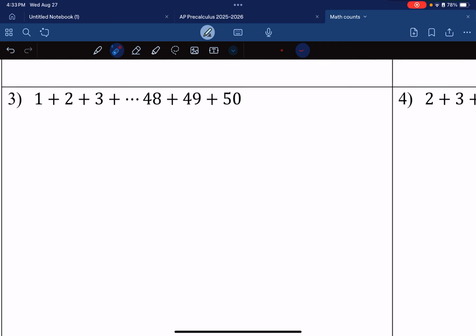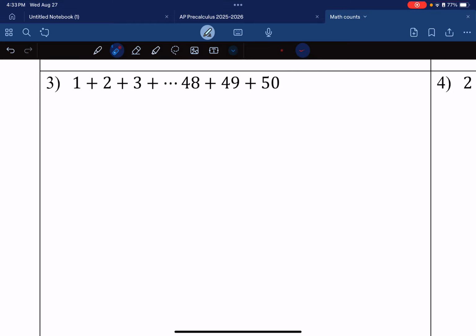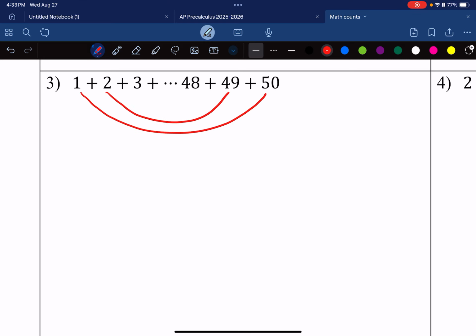All right, let's try another one in number 3. Again, you're always thinking, if I'm adding consecutive numbers, I'm pairing up the first and the last, the second and the second to last, and they all add up to 51. And then you ask, how many pairs of 51 do I have? I'm going to multiply 51 by the number of pairs.